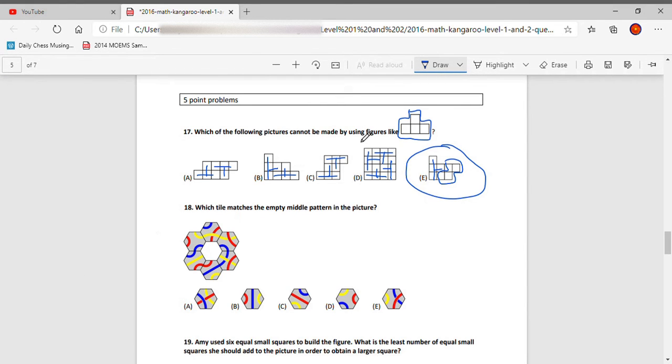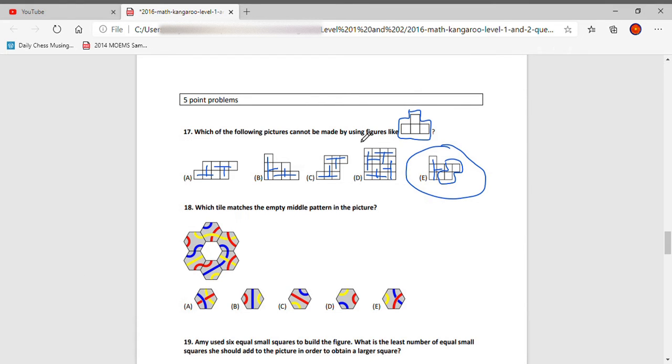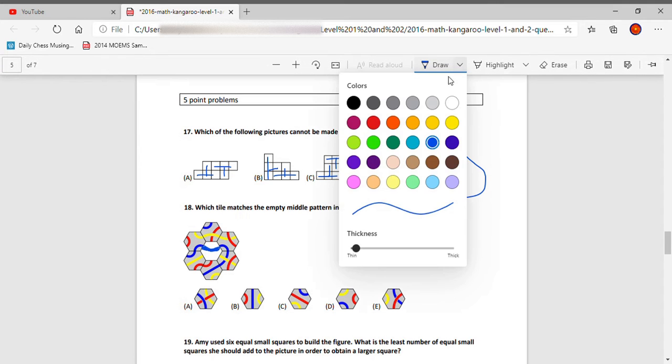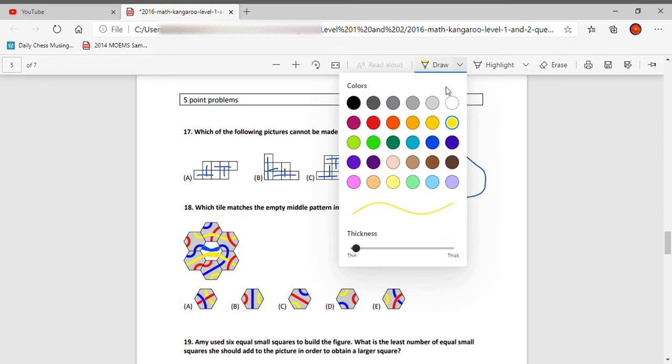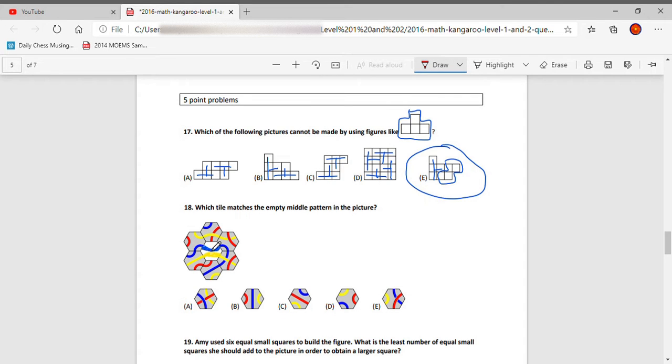Number 18. Which tile matches the empty middle pattern in the picture? So, let's draw it in. Blue would look like this. Now we can get yellow to see how the yellow one would look. The yellow one would look like this. So a slight curve in both of them. It's not just straight. And then the red one would go straight on both of them.